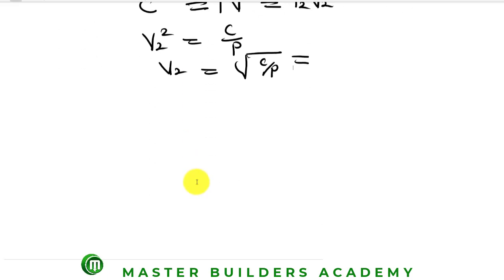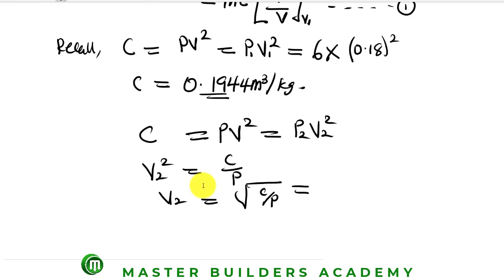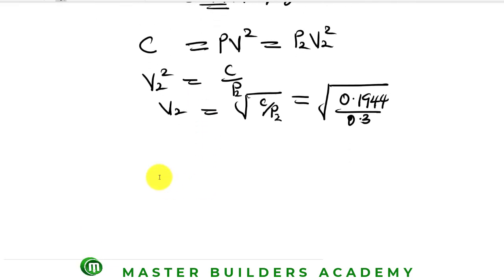And if we put in the value of C and the value of P2, remember that this is P2, this would have given us the square root of 0.1944 as the value of C, all over 0.3 bar. Then by the time we solve this out, V2 becomes 0.805 meter cube per kilogram.